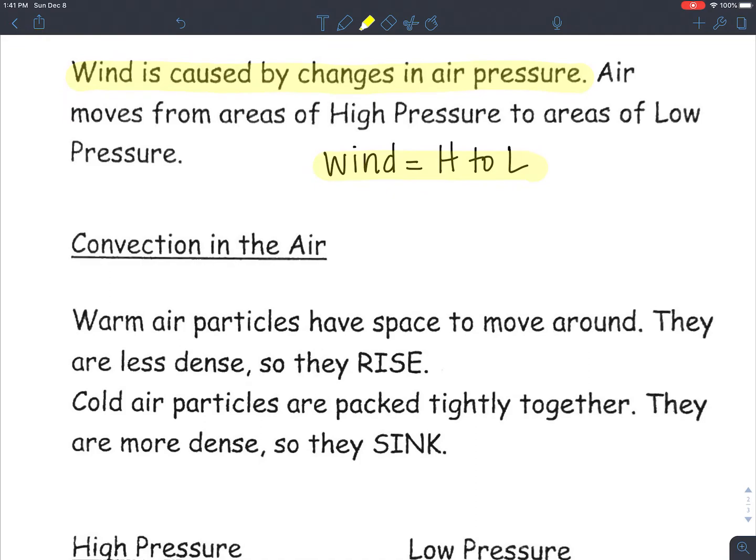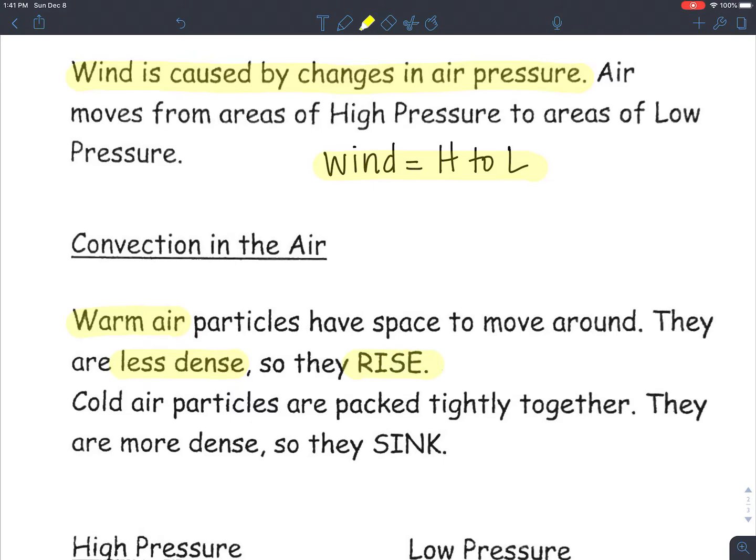So here we see that word convection again. Remember we looked at this. Convection in the air occurs when warm air particles have space to move around. They are less dense, so they rise. So I'm going to highlight warm air, less dense, rise.